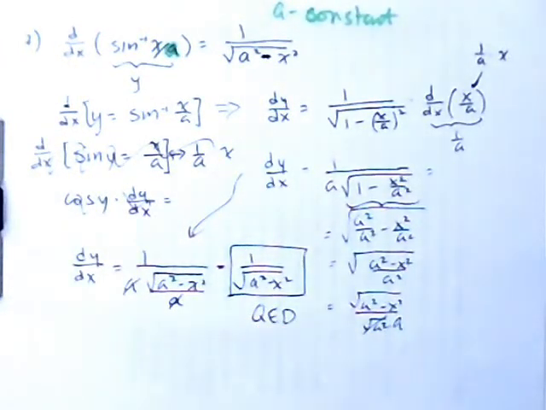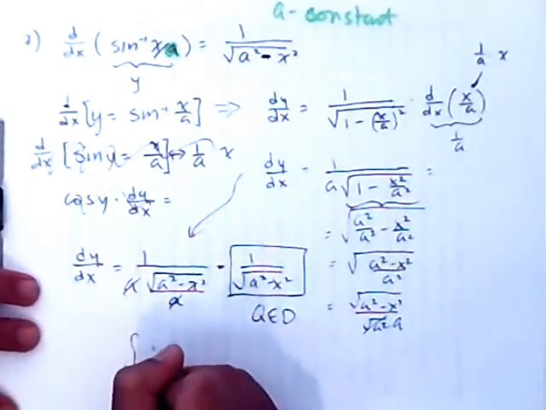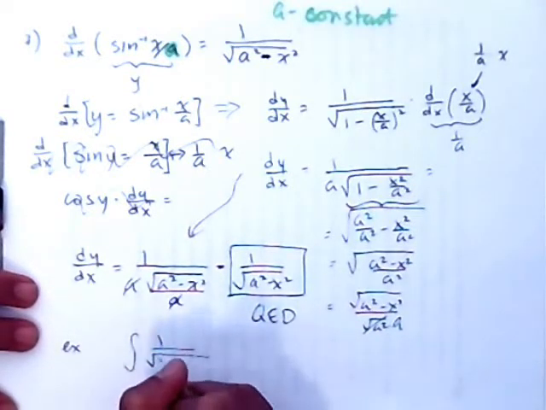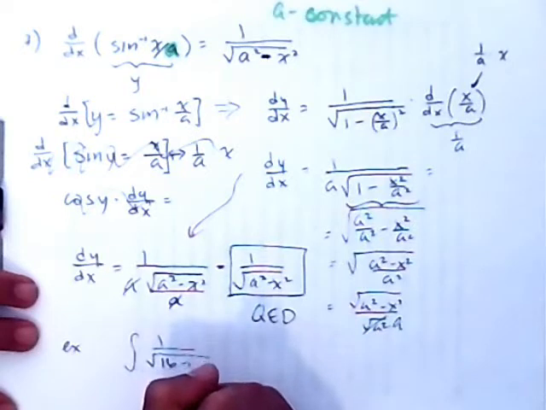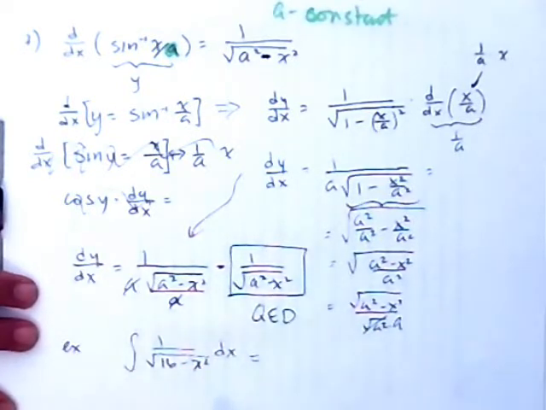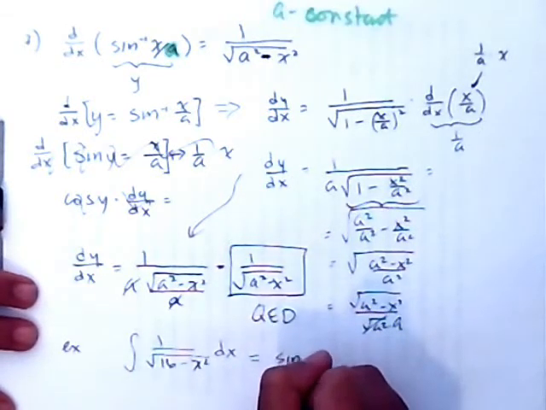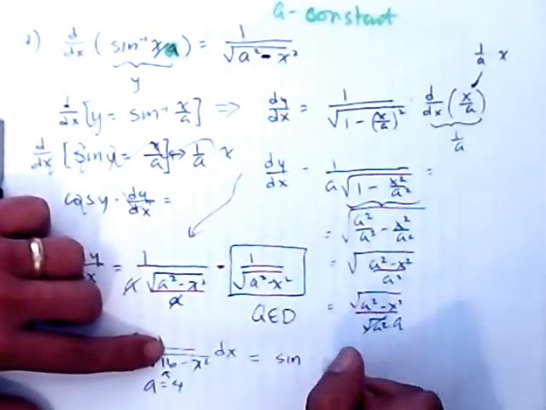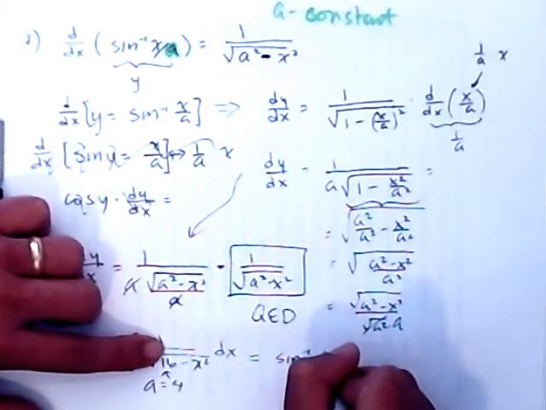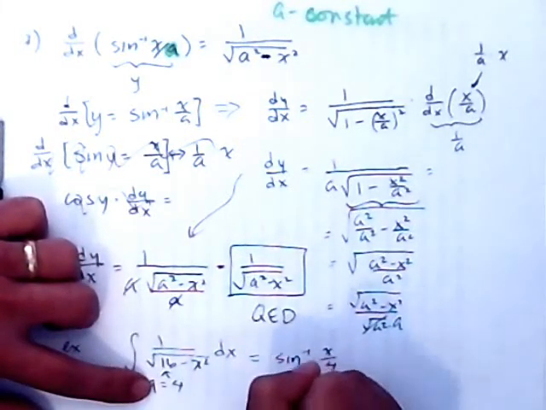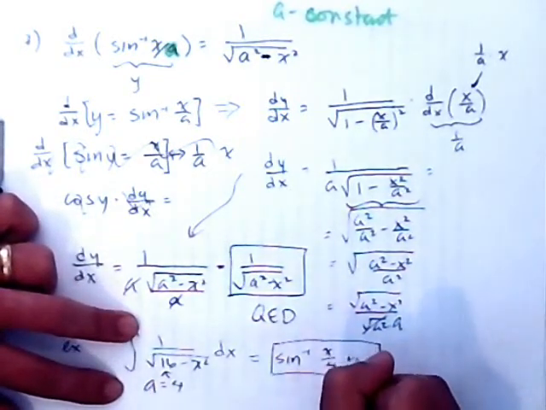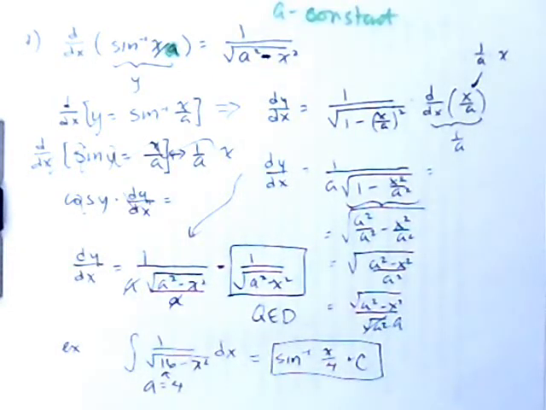Note that if you have the integral of 1 over, so here's an example, square root of 16 minus x squared dx, we should be able to take the integral of this. It's going to be sine inverse, where our a value is equal to 4, correct? Because that's 16. It's going to be sine inverse of x over 4. Since it's an indefinite integral, we should add a constant to that.